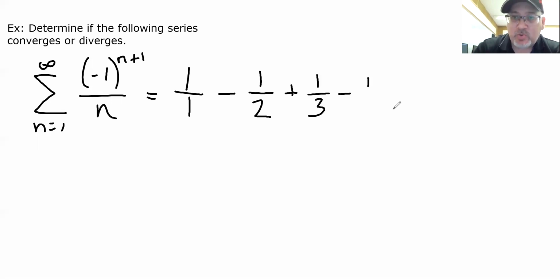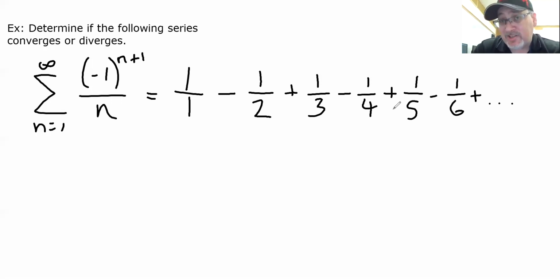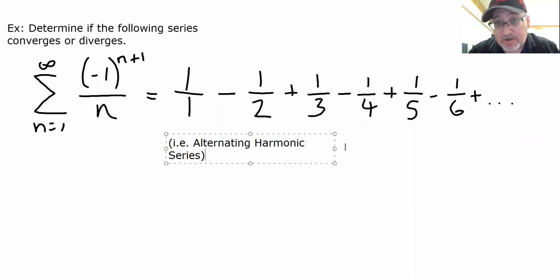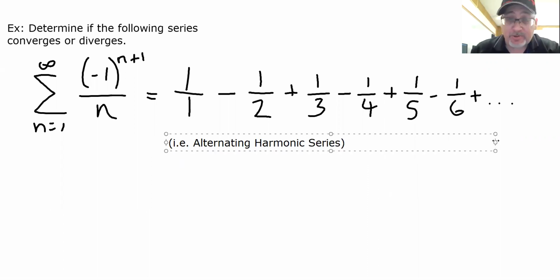And then it would be minus 1 over 4, plus 1 over 5, minus 1 over 6, etc., etc. This is almost the harmonic series, except it's alternating. So appropriately enough, guess what this thing is called? This thing is called the alternating harmonic series. Big surprise, real clever name there, but it describes it perfectly. It's alternating, and without the alternator, it's harmonic.